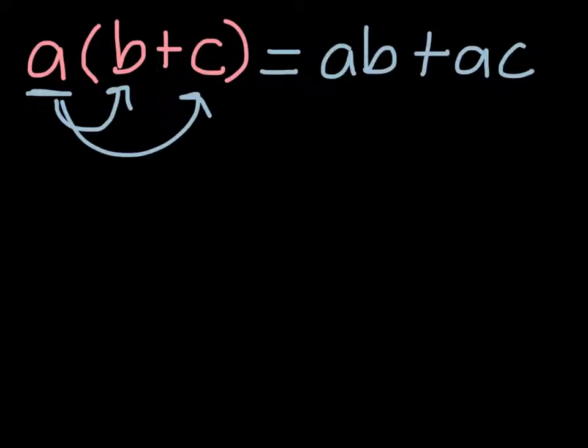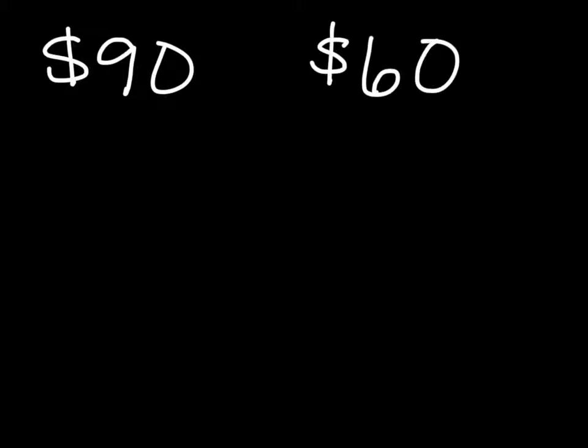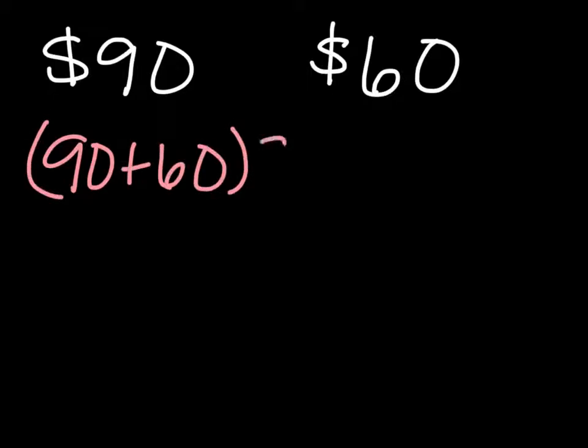Let's try a sample problem. You and a friend are going on a camping trip. You each buy a backpack that costs $90, and you each buy a sleeping bag that costs $60. What is the total cost of your camping equipment? I can see two possible ways to solve this particular question. First, we can find the cost of one backpack and the cost of one sleeping bag. So we could take 90 plus 60, and we could multiply that total quantity by 2, since there are two people purchasing.